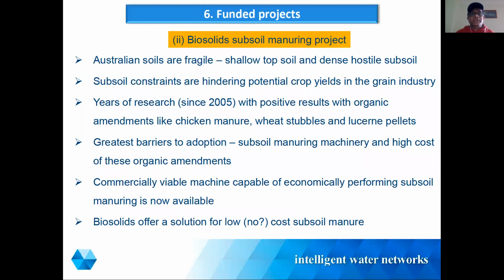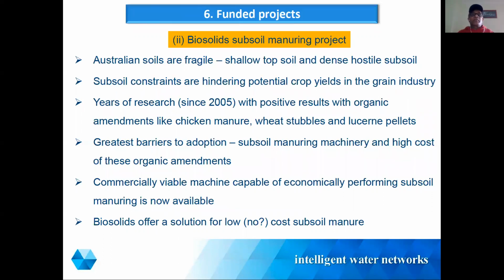The next project, which is already funded, is the Biosolids Subsoil Manuring project. Currently, as most of us will know, the Victorian biosolids guidelines will not let you put biosolids in the subsoil. Our current guidelines only let us spread biosolids, shallow incorporate them, and grow a crop.